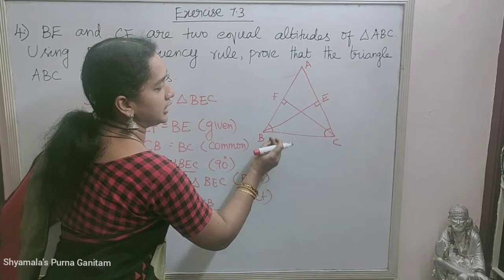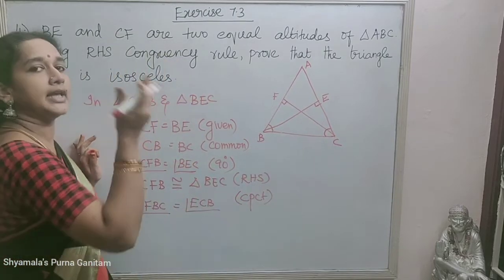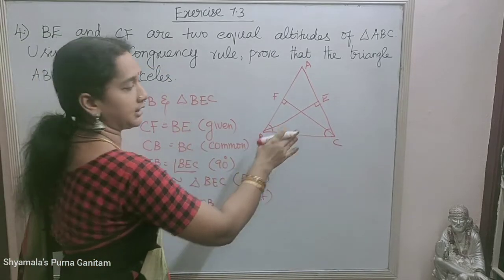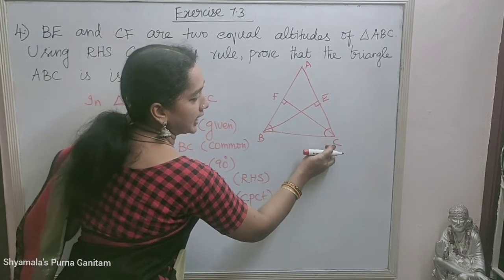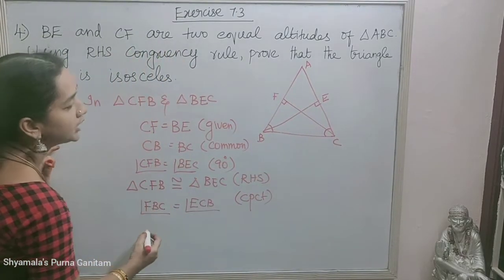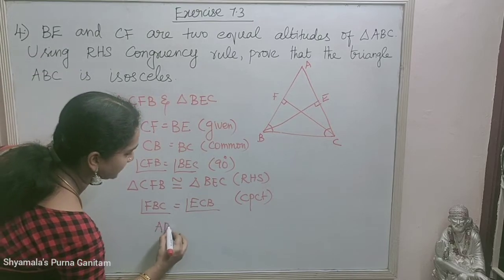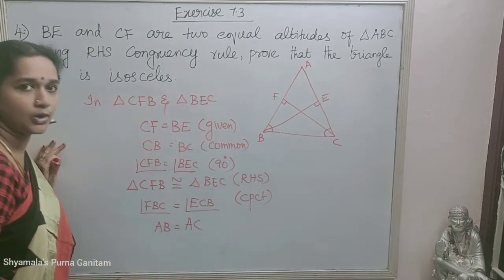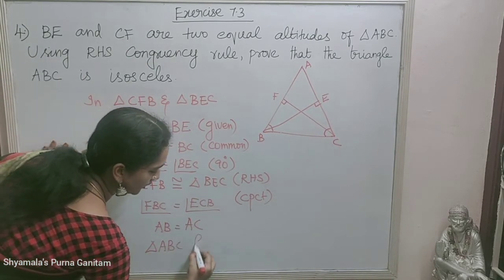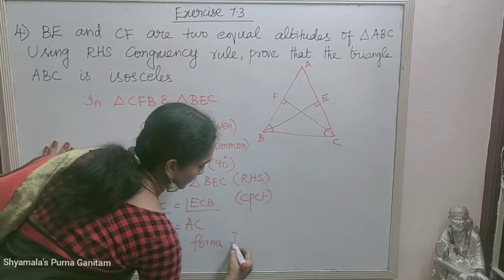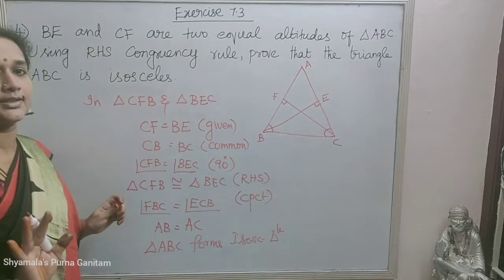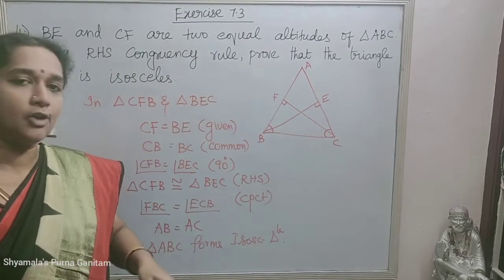So in a triangle, if the base angles are equal, the sides opposite to the equal angles are equal. So what is the side opposite the equal angles? For angle C, the opposite side is AB. For angle B, the opposite side is AC. So we have proved that AB is equal to AC. So if any two sides are equal, triangle ABC forms an isosceles triangle. This is what they asked us to prove, and we have proved it.